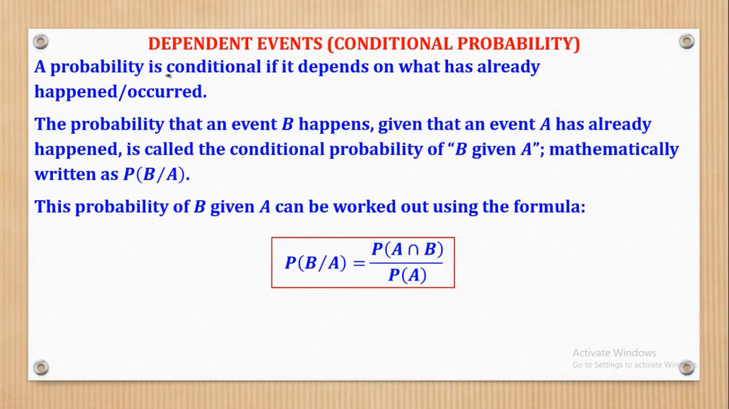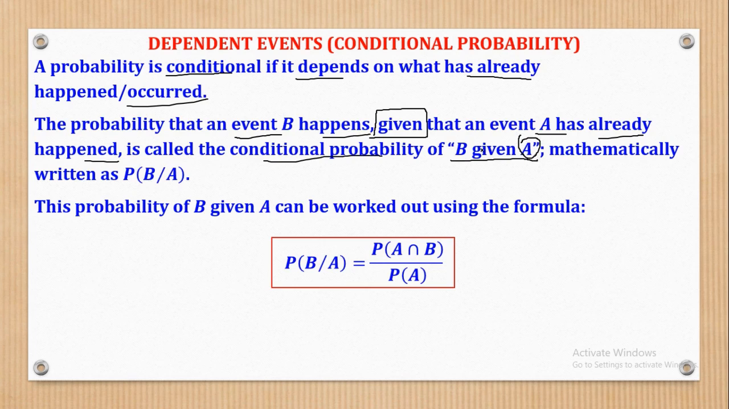So a probability is conditional if it depends on what has already occurred. Therefore, the probability that an event B happens given, so know this word is very vital in this topic, given that an event A has already occurred is called a conditional probability of B given A. So what is here is what has already occurred, and what is here is what we want to get.